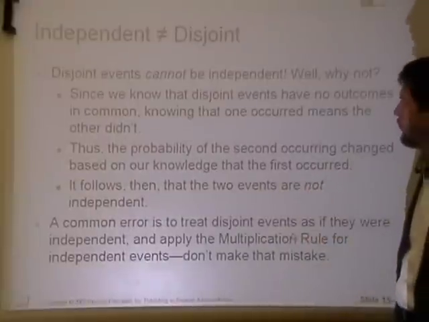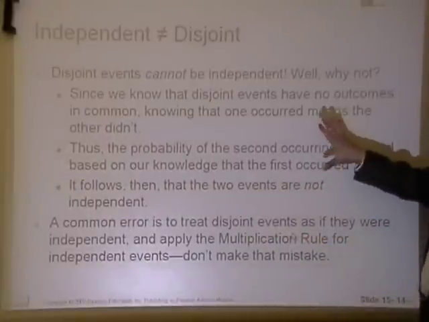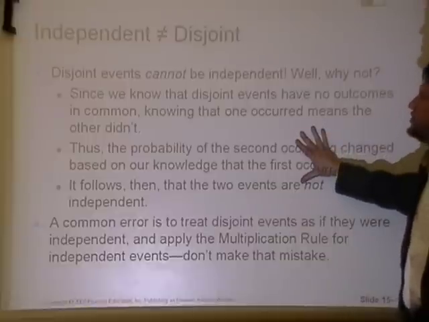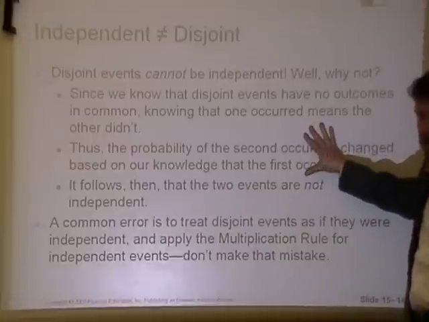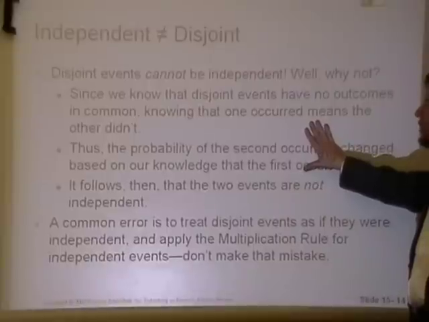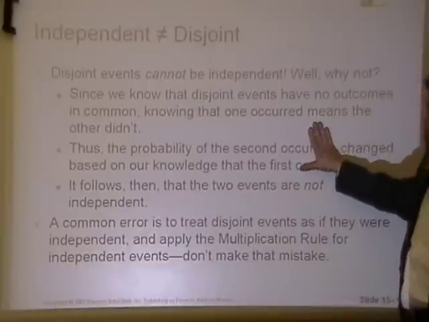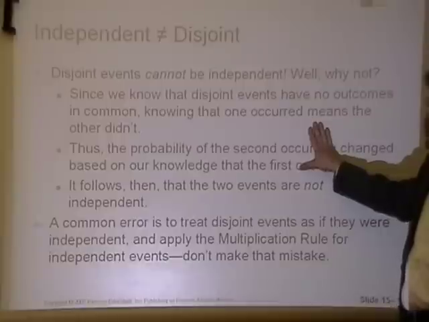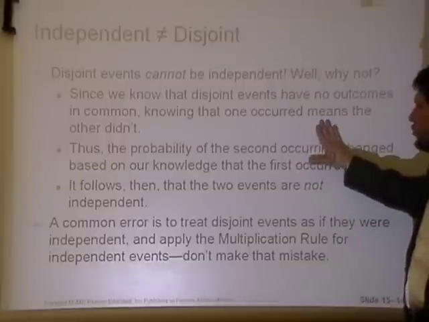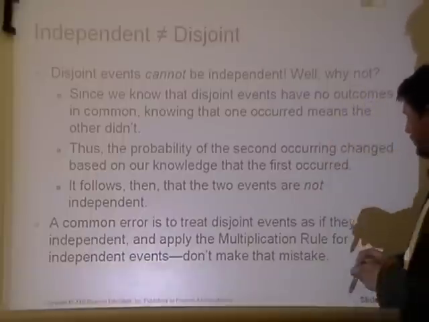Okay, independent versus disjoint. Again, we've got to be careful with this. Really what we're talking about is, are disjoint events independent? And the answer is no, they can't be independent. Since we know that disjoint events have no outcomes in common, knowing that one occurred means that the other didn't. So if we talk about rolling a 3 or a 4, if I got a 3, therefore I didn't roll a 4, therefore they're not going to be independent. Be careful with disjoint and independence.